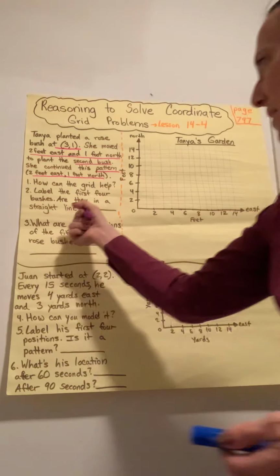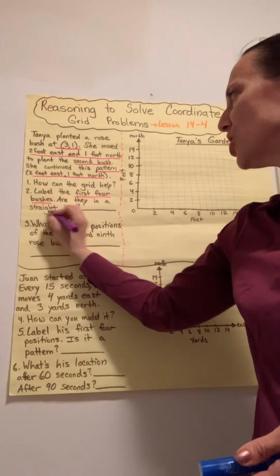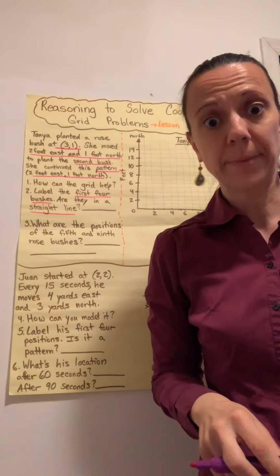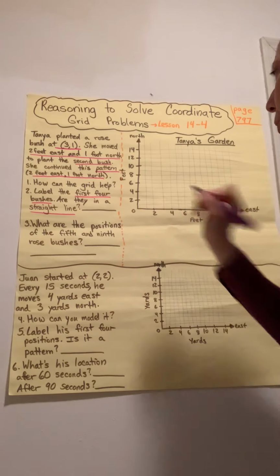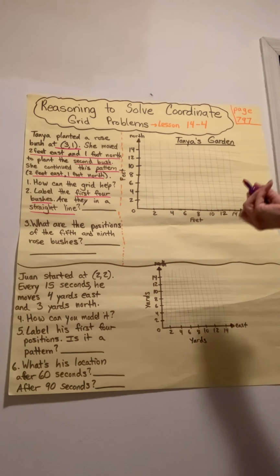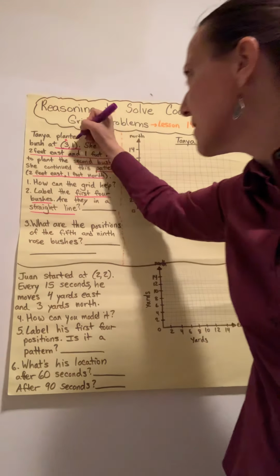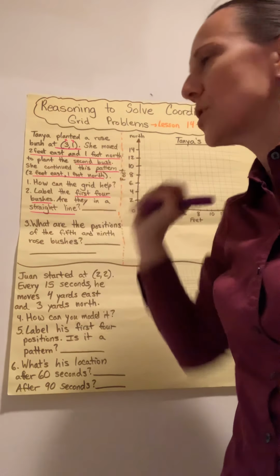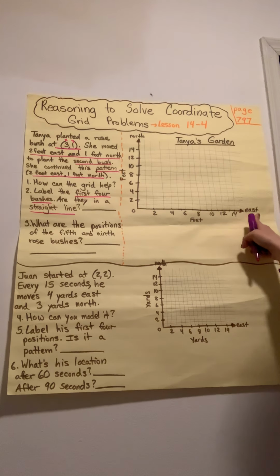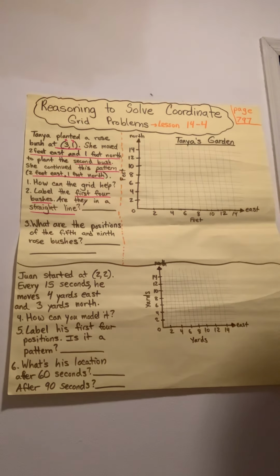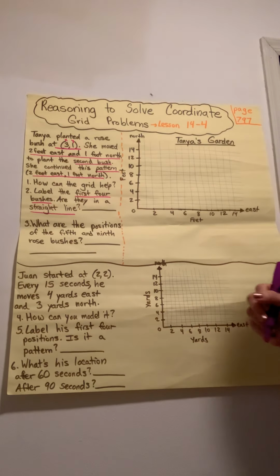So number 2 asked me specifically to label the first 4 bushes and are they in a straight line. So the first one they gave to me is 3-1. So we know we always go over on the x-axis first and then up on the y-axis. So this 3 is the x-axis going sideways and the 1 is the y-axis going up. Even though for this problem it's a real world problem, so they call them east because that's the direction that would be, and north because that's the direction that would be on a map.